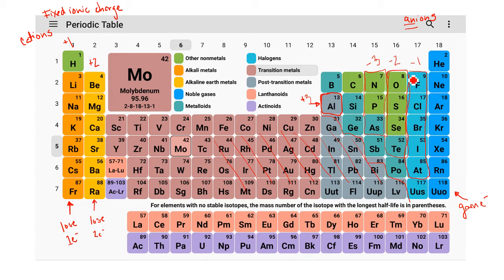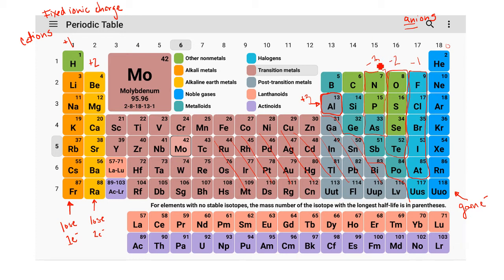Those are the charges that you have to memorize on the periodic table. And everyone over here carries a 0 charge. They don't want to gain any electrons, right? These guys have what we call a full octet. They're incredibly stable, and they're chemically inert. So they don't want to pick up any electrons.